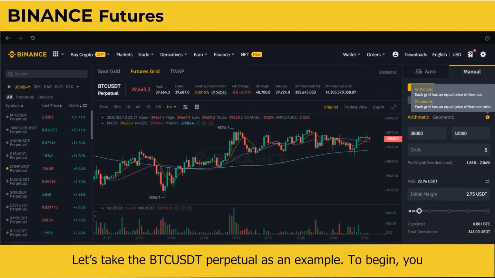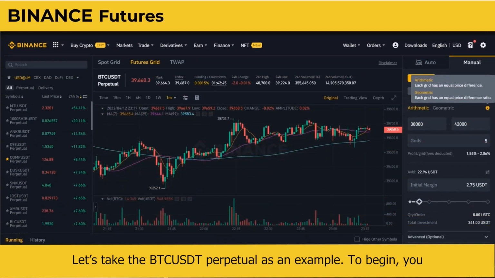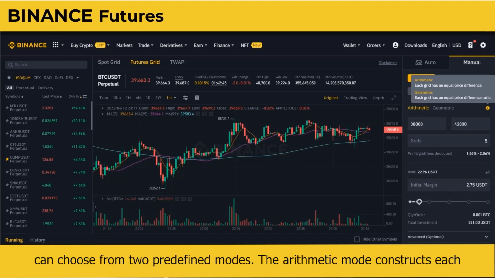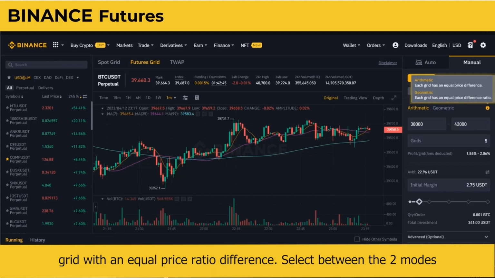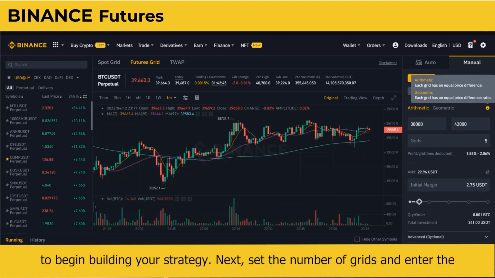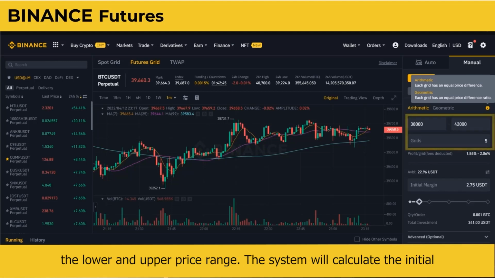Let's take the BTC USD Perpetual as an example. To begin, you can choose from two predefined modes. The arithmetic mode constructs each grid with an equal price difference, while the geometric mode constructs each grid with an equal price ratio difference. Select between the two modes to begin building your strategy. Next, set the number of grids and enter the lower and upper price range.